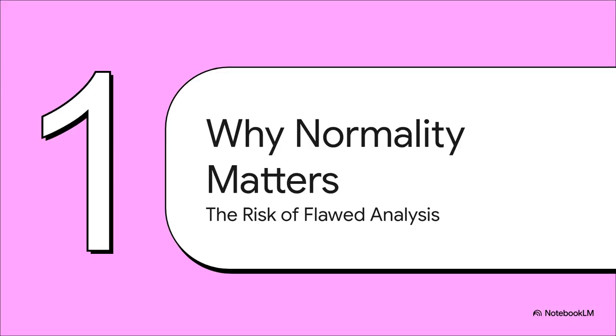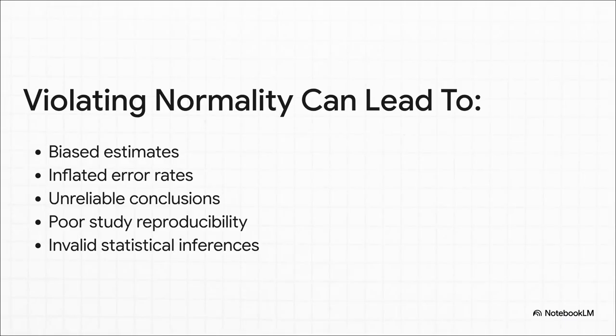Okay, first up, let's talk about why this matters so much, and the hidden and sometimes pretty serious risks of getting this wrong. Look, the stakes here are huge. This isn't just some boring academic exercise. If you get the normality assumption wrong, you could be looking at biased results, error rates that are totally off the charts, and conclusions that just aren't reliable. Imagine a clinical trial where the results are just wrong. That's what we're talking about. This isn't just about the math, it's about the entire integrity of your work.